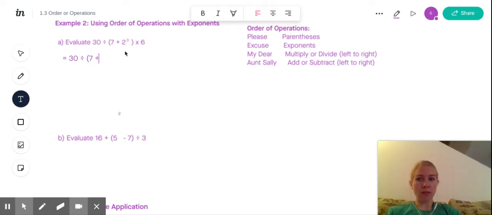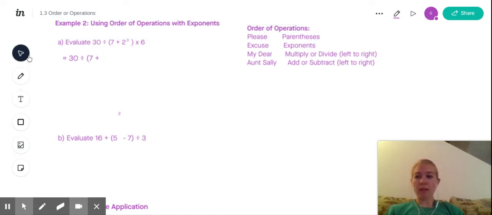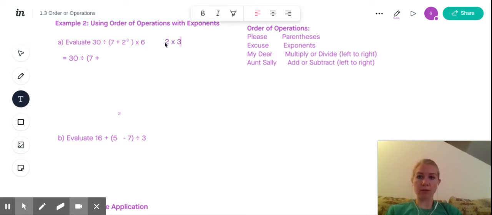So 7 plus, we need to solve 2 to the third power, which again, like we learned in the last section, would be the same as 2 times 2 times 2, right? The little 3 tells us how many 2's we need to multiply together. So 2 times 2 times 2 is 8. Okay, so let's jump back to our expression here. So it's going to be 7 plus 8, in parentheses, times 6.